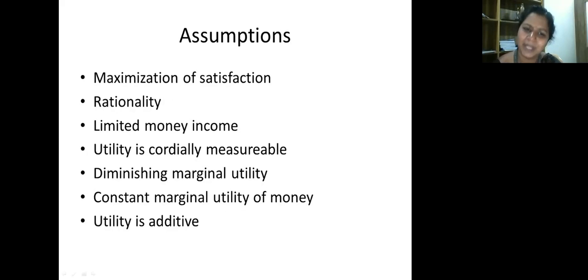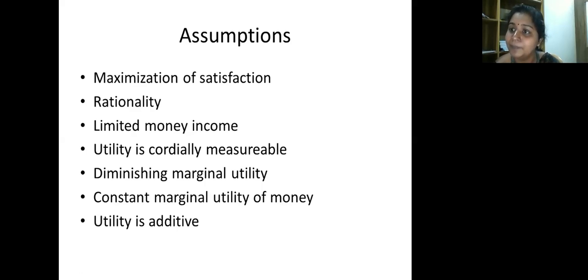So these are the basic assumptions of marginal utility. If you are just reading them, you can understand these assumptions, because this chapter is a little easy for all students, whether commerce or management. Okay. So the assumptions of utility analysis: the first one is maximization of satisfaction. Every consumer pays a price to maximize their utility level or satisfaction level.